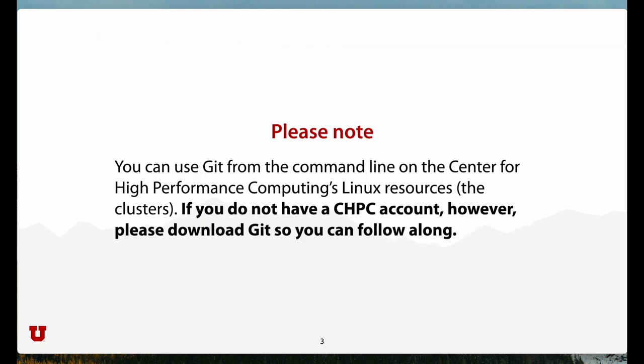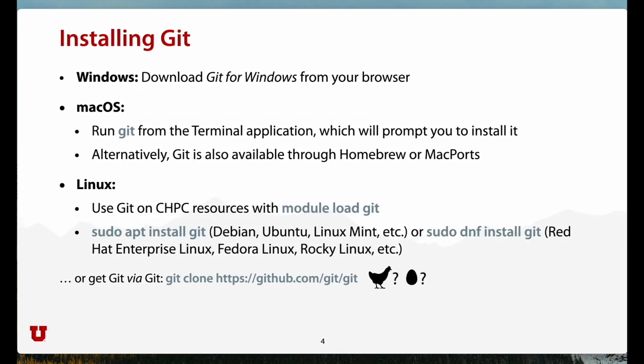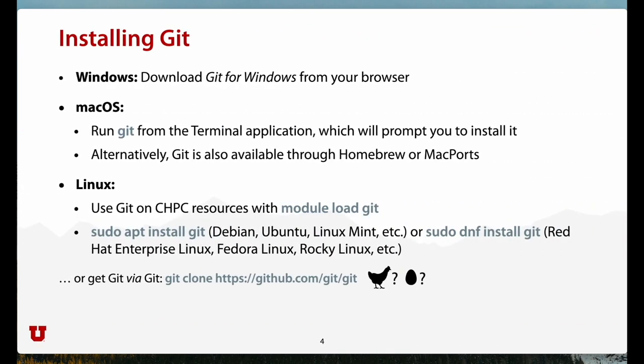You can use Git from any Linux resources at CHPC. However, if you don't have a CHPC account, please download Git so you can follow along. The instructions for this will depend on your operating system. If you're on Windows, you should download Git for Windows from your web browser. If you're on Mac OS, you can just run Git from the terminal application, which will prompt you to install it if you don't already have it.